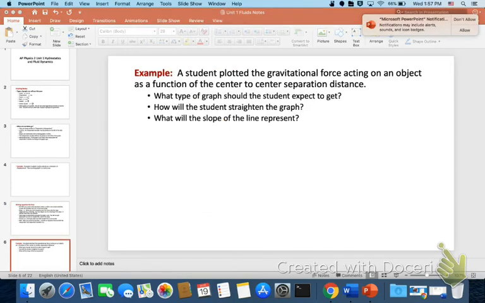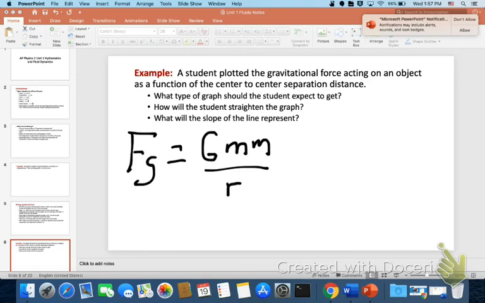So a student plotted gravitational force acting on an object as a function of center-to-center separation distance. What type of graph should the student expect to get? All right, based off of this, if we think about the equations that we know, we only have one equation from last year that has gravitational force and center-to-center distance. Okay, if you remember, we have the force gravity equals GMm over r squared.